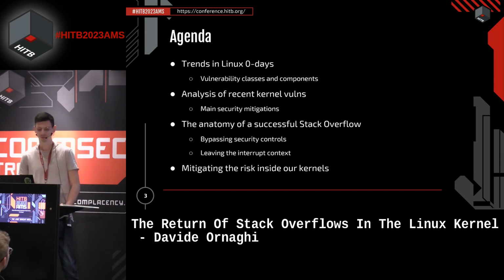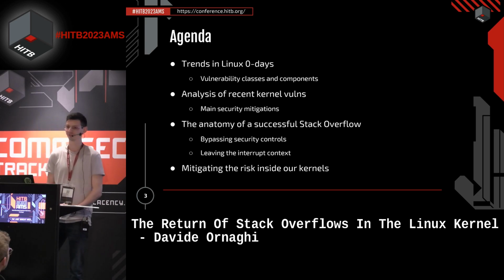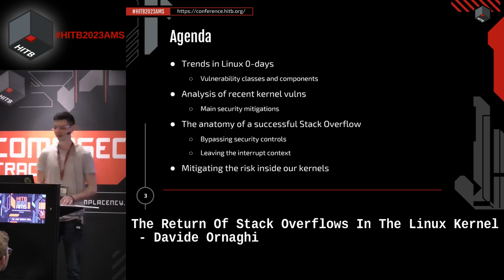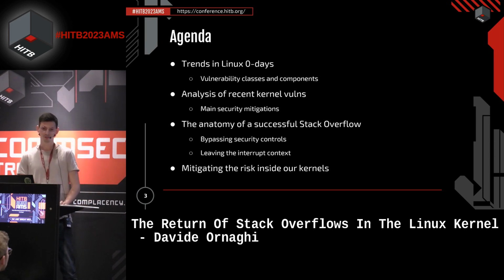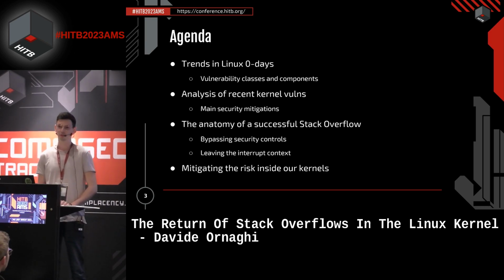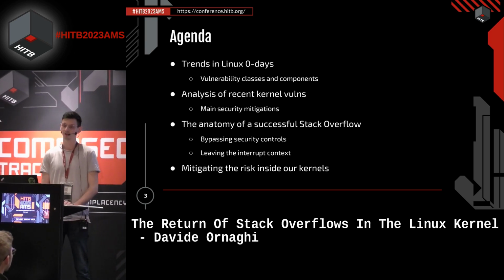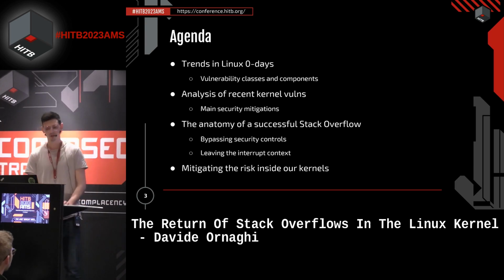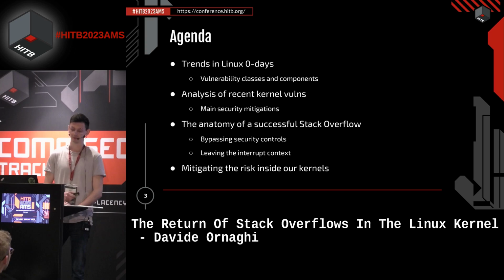So the agenda for today, we will be going over some trends, some history about Linux zero days, talking about why this presentation I think is relevant, and by grouping the vulnerabilities that came out in the last 10 years by class and by component. Then we will go over the analysis of some recent kernel vulns, trying to find out why they're limited and where those limitations come from. So we'll be talking about mitigation, of course, the anatomy of a successful Stack Overflow. That's just how to overcome those difficulties.